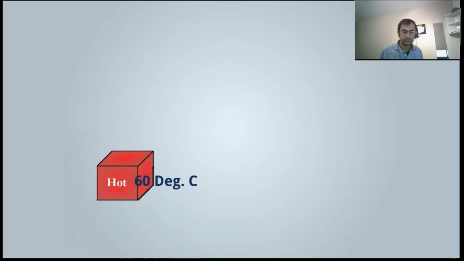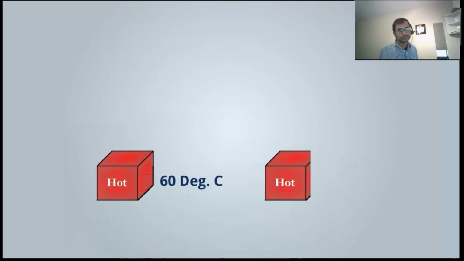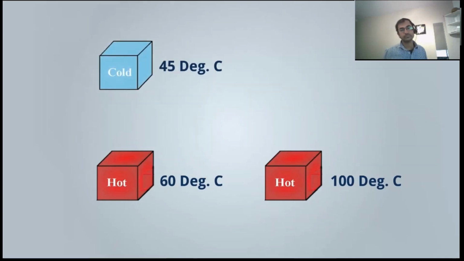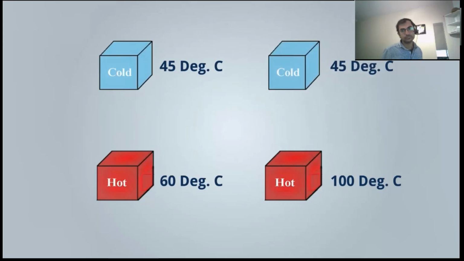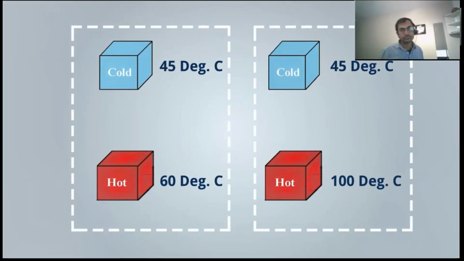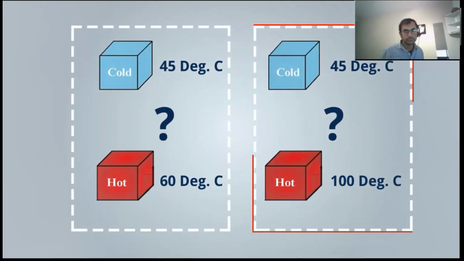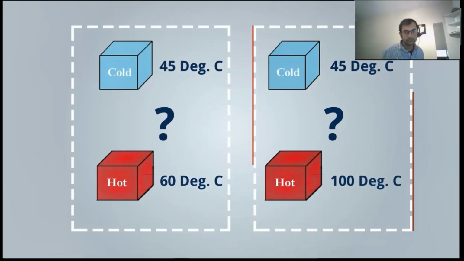Now let us consider a hot body at 60 degrees centigrade and another hot body at 100 degrees centigrade. And one cold body is at 45 degrees centigrade and here also one cold body is at 45 degrees centigrade. Now what do you think? Where will heat transfer fast? In the first one or the second one? Definitely in the second one as the temperature differential is more, 100 degrees centigrade to 45 degrees centigrade. It is the same as water flowing from high head to low head.